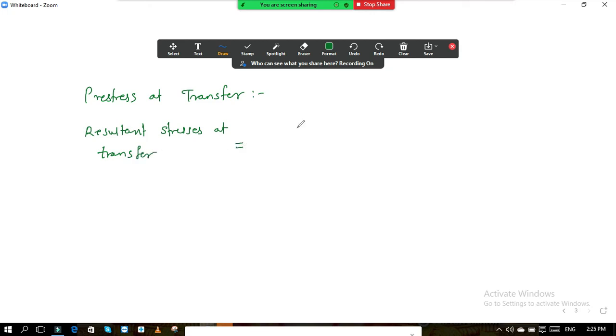is equal to this: P by A, okay, then P by Z, and then we consider only the dead load at transfer. At transfer, live load will not be there. Live load will be there at service. So P by A is always plus. This is minus plus top bottom. Okay, and this is plus minus. This we have already studied.